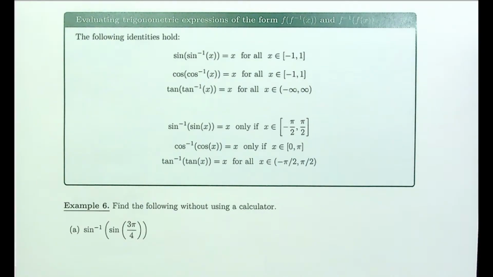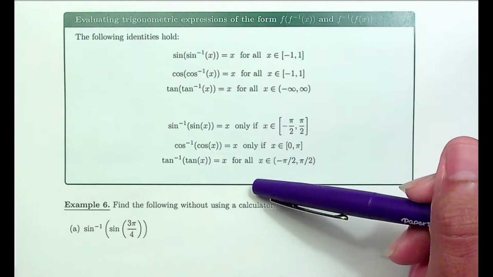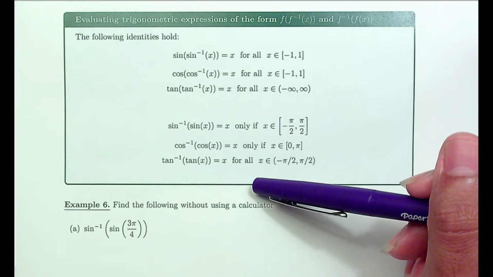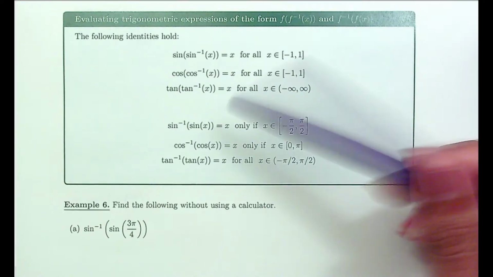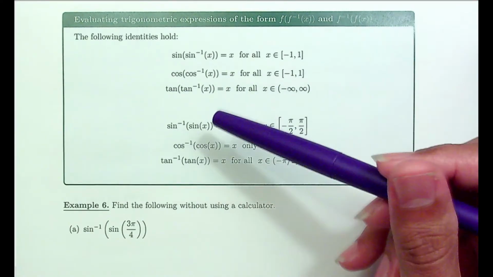For the remainder of this lesson, we will talk about how to evaluate compositions of trig functions with inverse trig functions. And there's four possibilities. The first two possibilities are listed right here. So you could have a trig function composed with its own inverse. And there's two ways in which you can arrange that to happen.